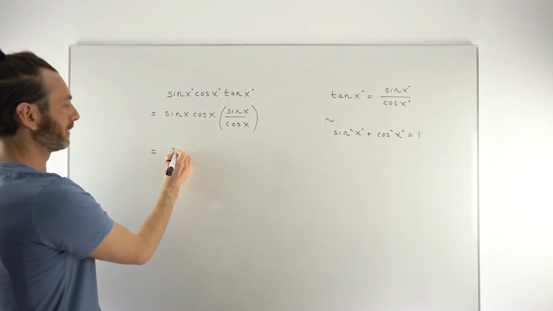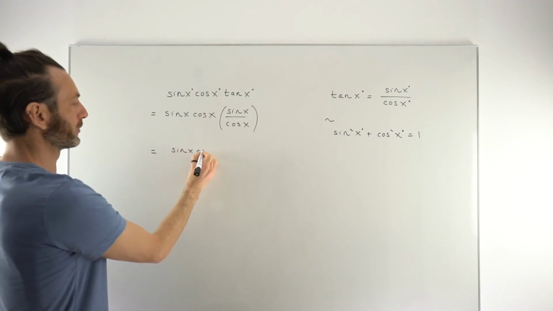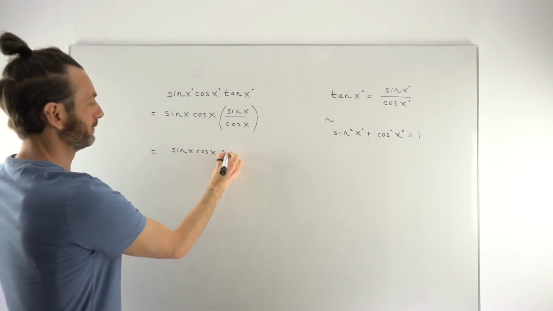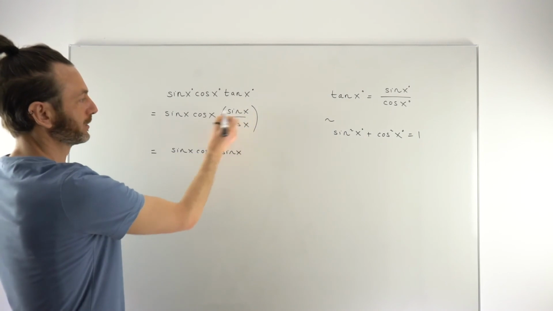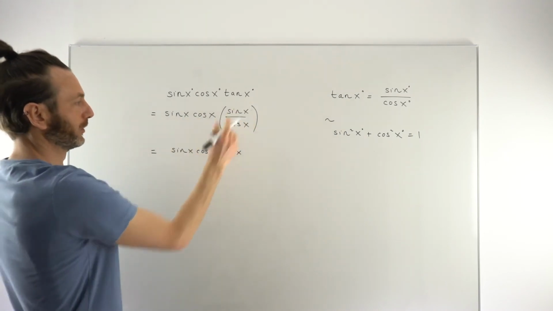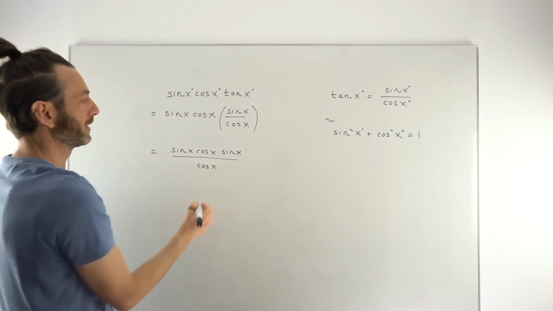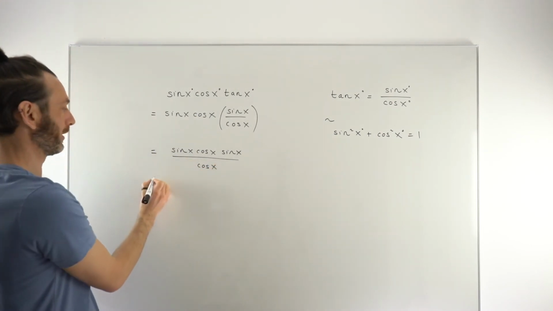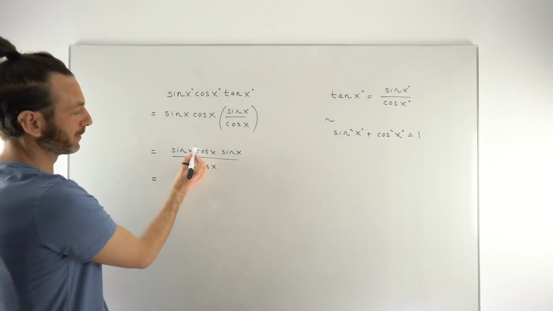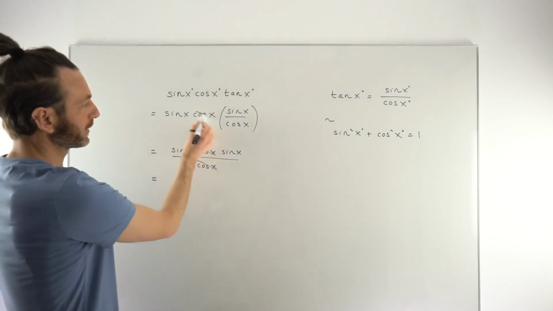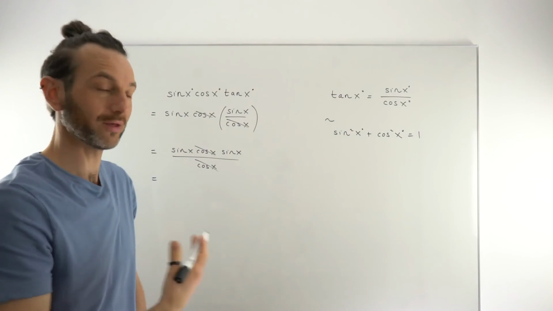So you could basically make this as sine x, cos x, sine x, because if you multiply a fraction to something else, the other thing just goes on the top of the fraction. All of that divided by cos x. That's one way to think of it. There's multiple different ways to think about this. If you've got that scenario, then these would just cancel. They could just cancel from that line as well. It just depends how you see it.